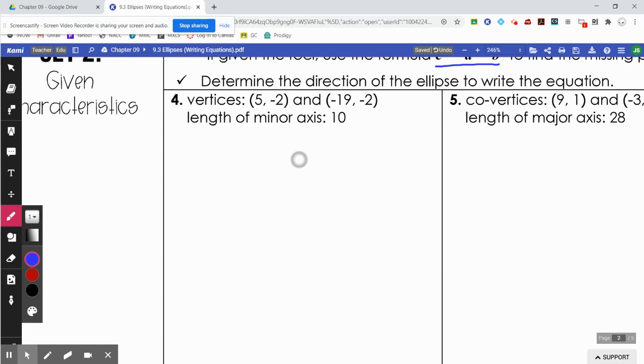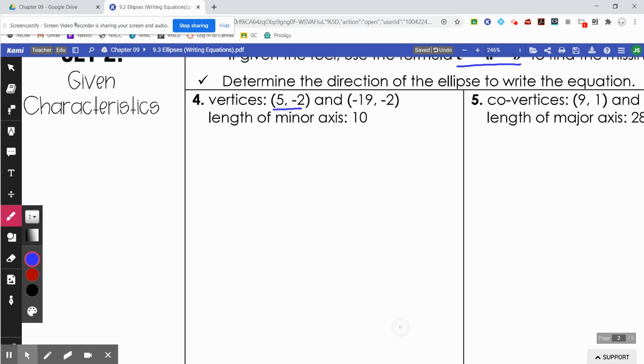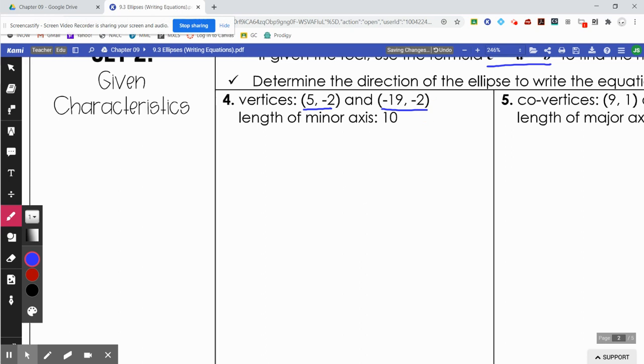So first off, we have a length of a major axis. We have vertices here and here. So let's go ahead and find out, is it going to be a vertical or is it going to be a horizontal? So if our vertices are located at 5, negative 2, which is somewhere right in here, and at negative 19, negative 2, which is somewhere right in here, that's going to be a horizontal ellipse. So therefore, we're going to have, let's go ahead and write this, x stuff squared over a squared plus y stuff squared over b squared is equal to 1.